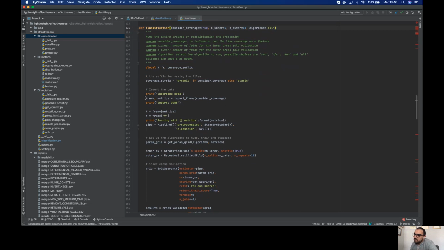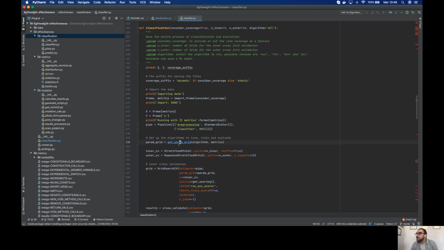As you see, we just imported a number of metrics which were previously computed and extracted, and then we defined a pipeline for machine learning, which in our case was composed of a preprocessing step and a classifier selection step. Afterwards, what we did is to get the parameters, to tune the parameters of the machine learner.